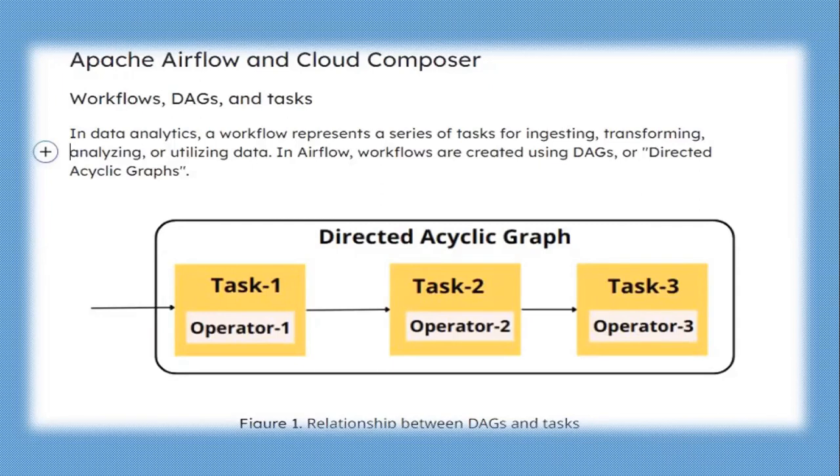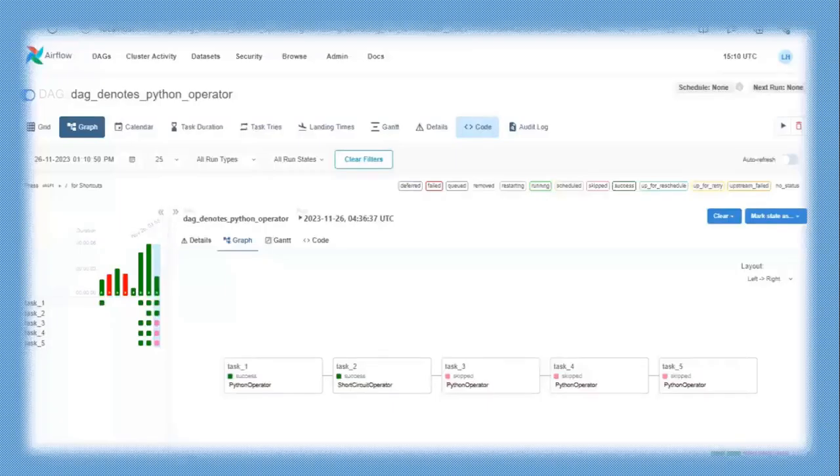So each operator is useful for creating a number of tasks. So that is very important. You need to take a look at this task and operator relation also. And so this is the user interface of the web server of Airflow.